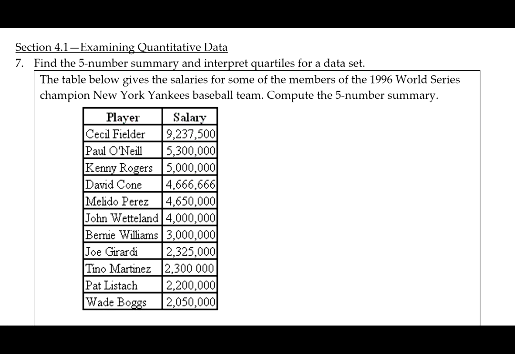The seventh learning objective in section 4.1 is to find the five-number summary and interpret quartiles for a data set. Before we look at this example, let's write down what the five values of the five-number summary are. They are the minimum, Q1, which is the first quartile, the median, Q3, which is the third quartile, and the maximum.